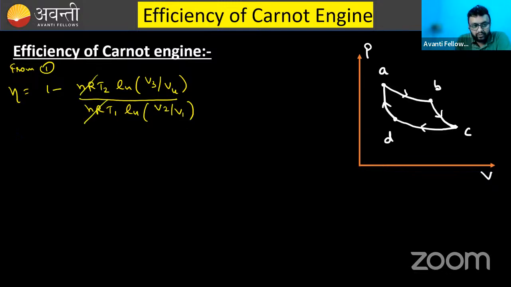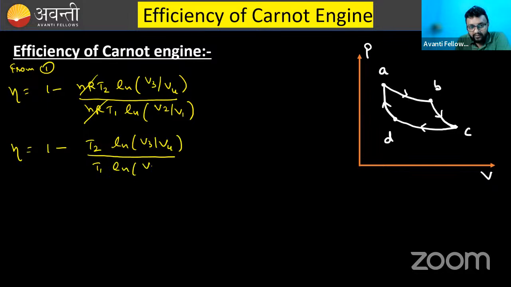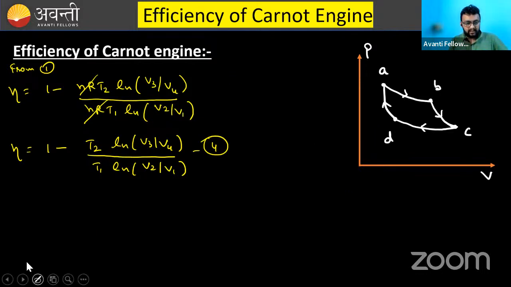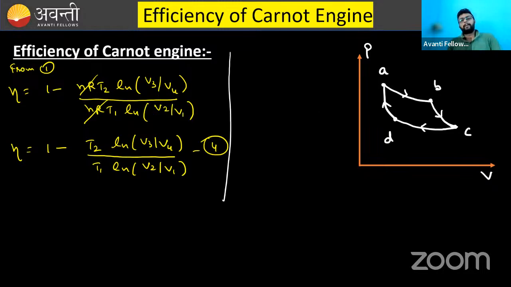Now something will get cancelled. nR will be cancelled. So eta will be 1 minus T2 ln V3 by V4 divided by T1 ln V2 by V1. Let it be equation number 4. Now, one more thing that you should consider here. I think that is again a very important thing that is going to be our punchline here. Okay. Now consider the process B to C.